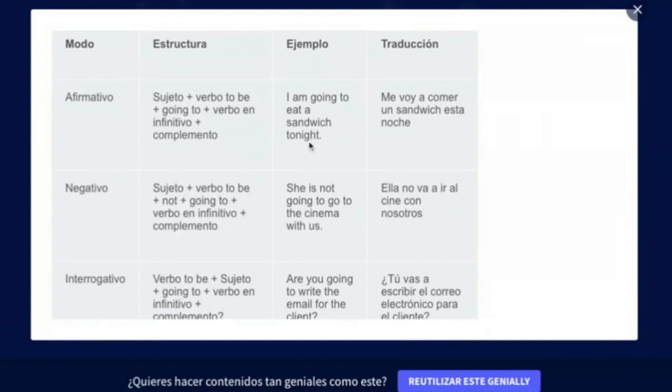Maestra, ¿pero es correcto decir gonna? Sí, sí es correcto. I am gonna eat a sandwich tonight. Solamente decirlo, no escribirlo, ¿ok?